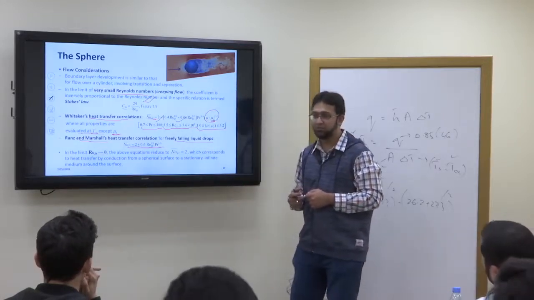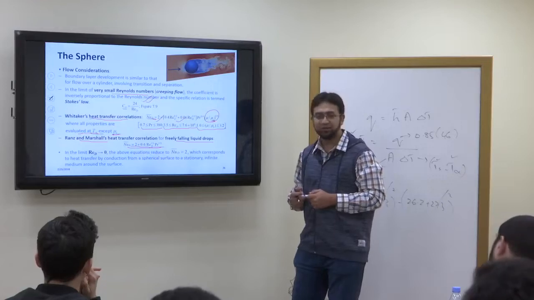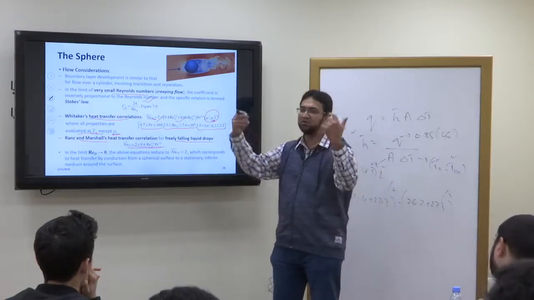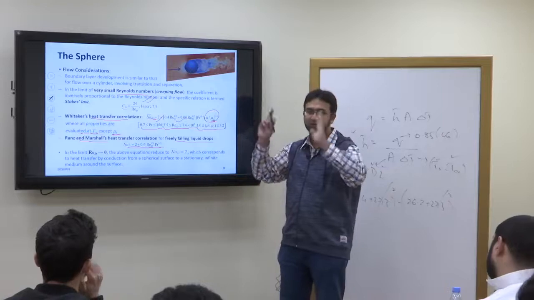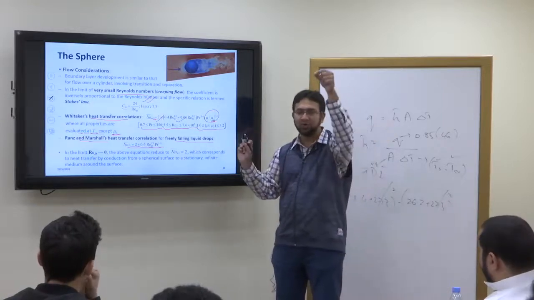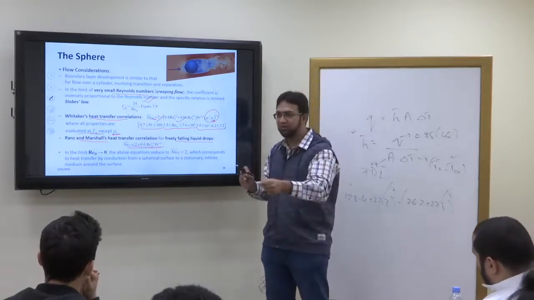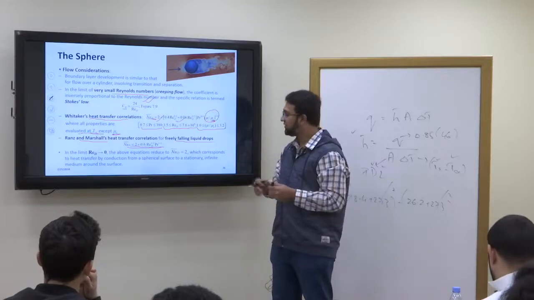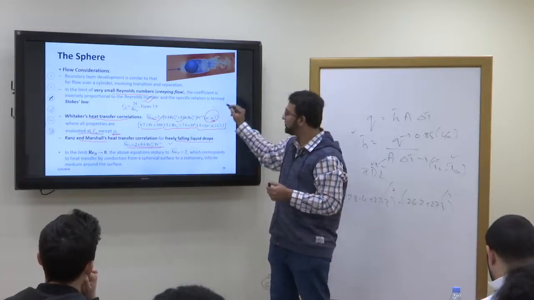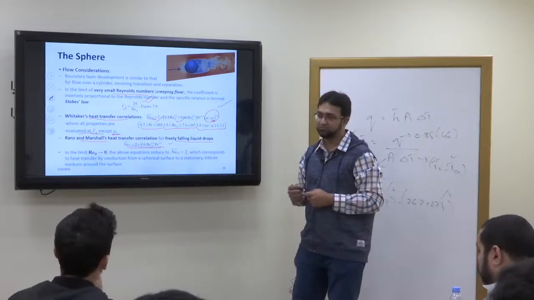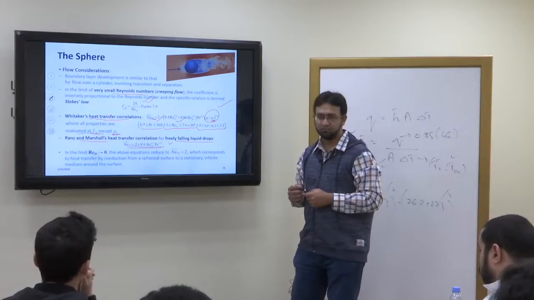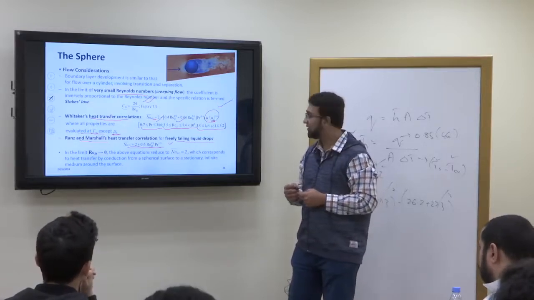Okay. What is free falling? Free falling means falling under the effect of gravity. That's it. No other effect. So you have a droplet which is falling under the effect of gravity. If this is the condition, then you use this correlation. Otherwise, always use this. Is it clear? Yes.